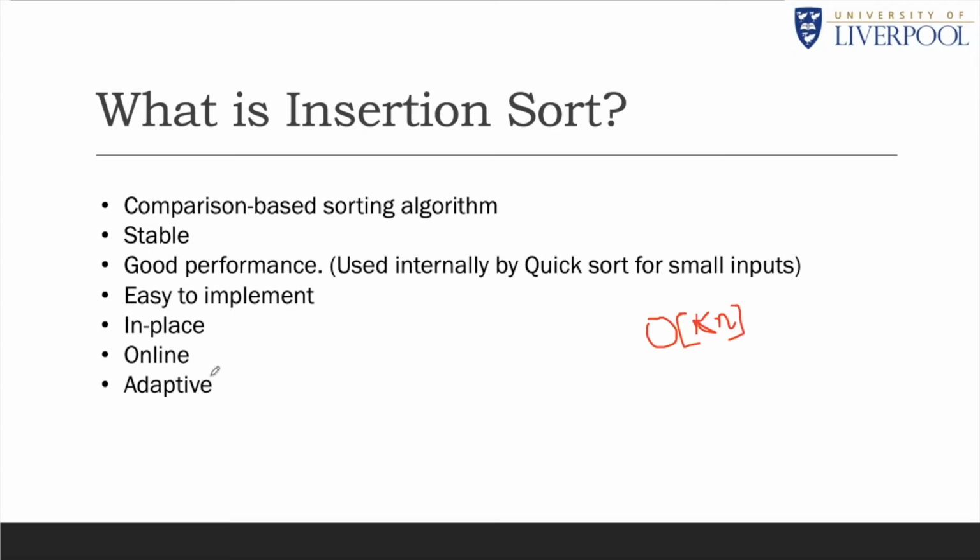And then it is stable because it does not change the relative order of elements with equal keys, which means that the keys which have equal value in the unsorted array appear in the same order in the sorted array. It is an in-place algorithm as it only requires a constant amount of additional memory space because at a time only one element is being compared.